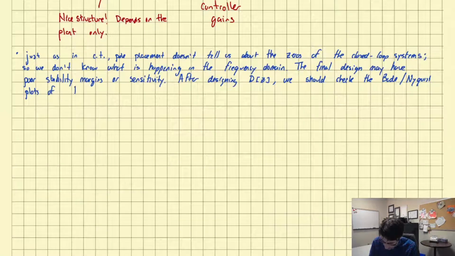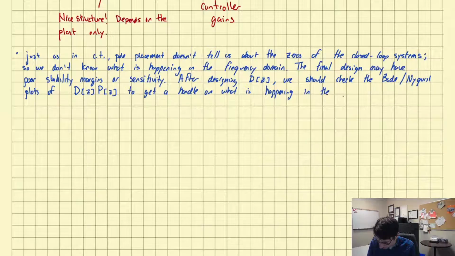Of the loop gain, which in this case will be the controller times the plant. Right, that's the loop gain. To get a handle on what is happening in the frequency domain, check the bandwidth, check the gain margins, check the phase margin, check the stability margin. Check all those things, because it might help you differentiate between different designs.